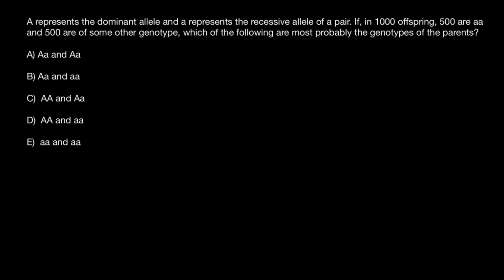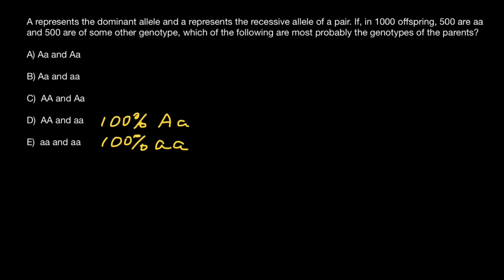Let's start with the end of this list. Of course, if we cross one parent who is homozygous recessive with another parent who is homozygous recessive, 100% of the progeny are going to be of the genotype small a small a. And if we cross one parent who is homozygous dominant and another who is homozygous recessive, then 100% of the progeny are going to be of heterozygous genotype.